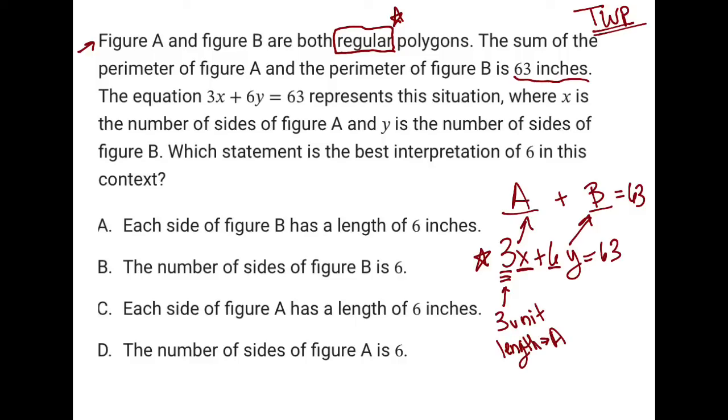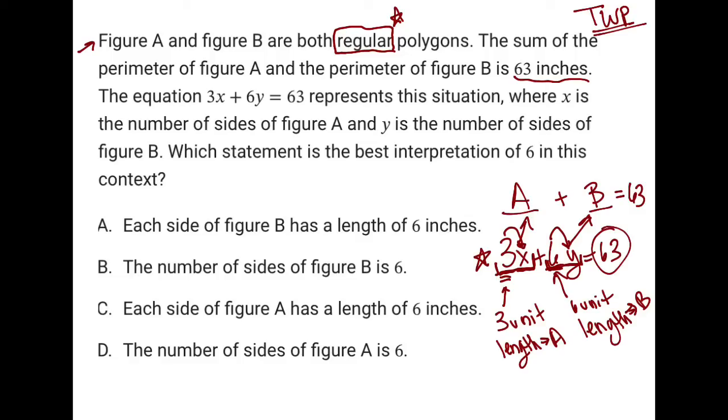And I'm assuming that it'll be the same thing for the 6, right? It's a 6 unit, and I'm saying unit because we don't know if these are inches, centimeters, it doesn't really matter. But 6 unit length for figure B, okay? And if we multiply that 3 by the number of sides, we'd get the total perimeter for figure A. And if we multiply 6 by the number of sides in figure B, we'd get the total perimeter for figure B. And all together, that would give us 63.